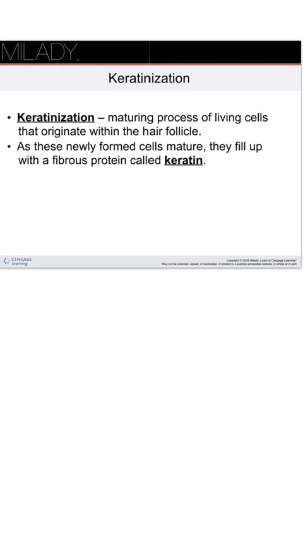Keratinization. Keratinization is the maturing process of living cells that originate within the hair follicle. As these newly formed cells mature, they fill up with a fibrous protein called keratin.